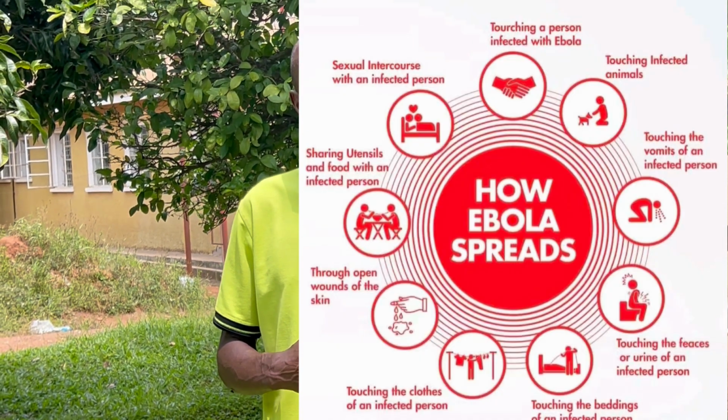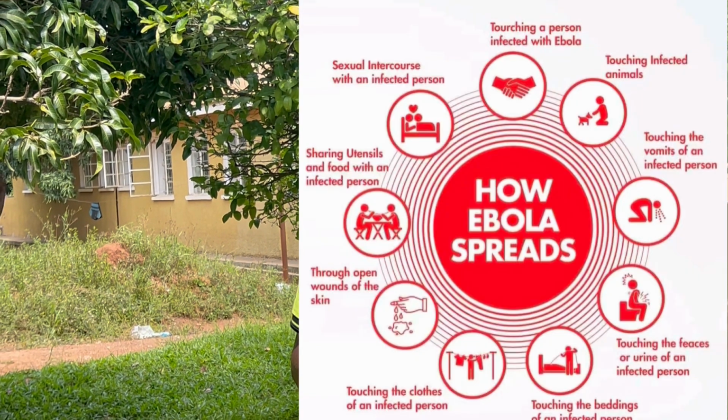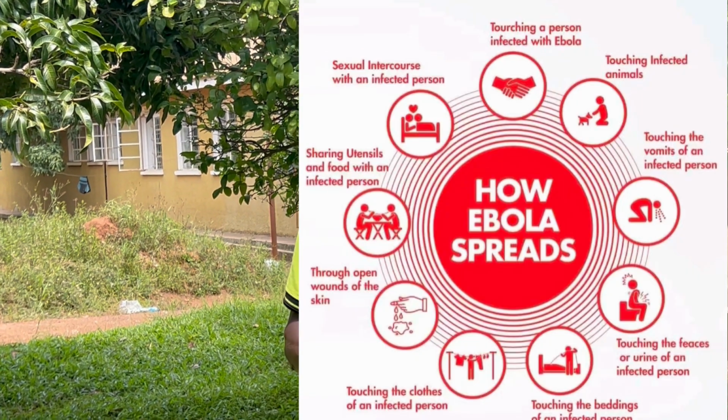7, sharing beddings with an individual infected with Ebola virus disease. So basically, Ebola virus disease is spread through direct and physical contact.